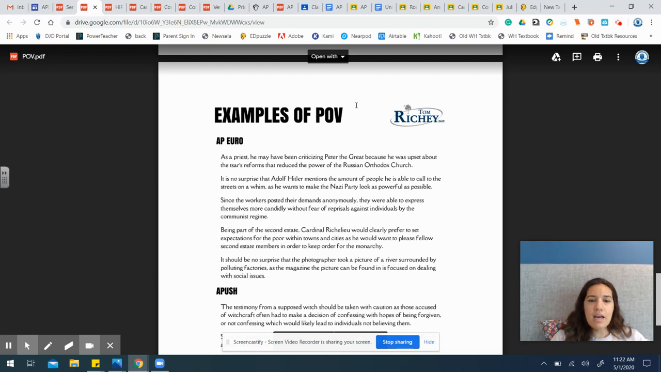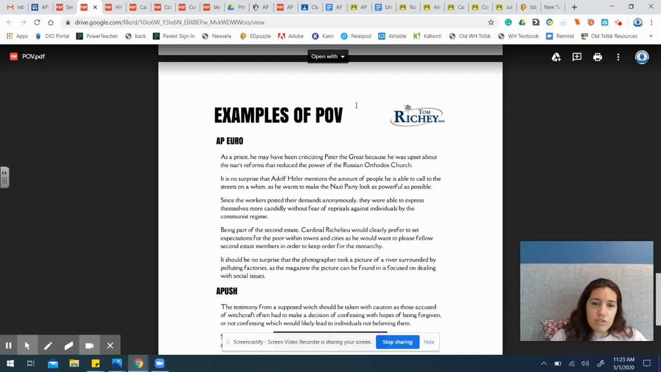So as a priest, he may have been criticizing Peter the Great because he was upset about the Tsar's reforms that reduced the power of the Russian Orthodox Church. Okay, so he's going to be criticizing out of self-interest, right?